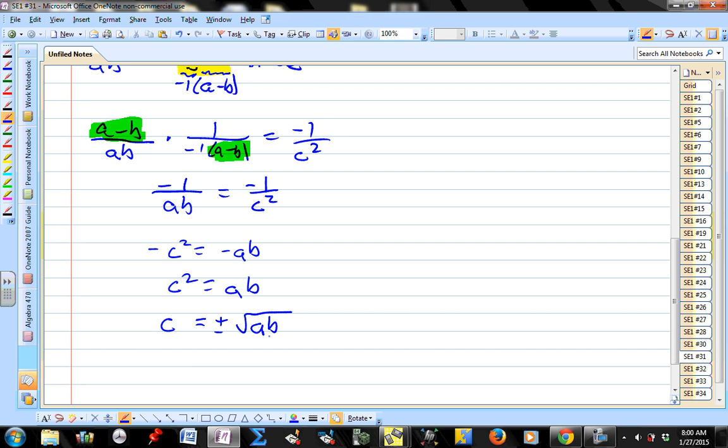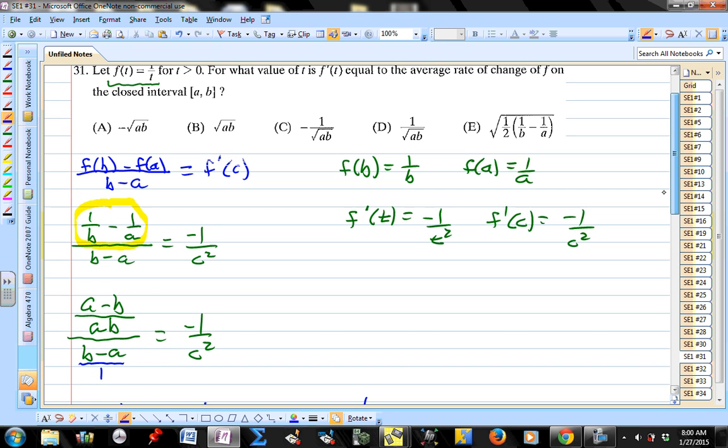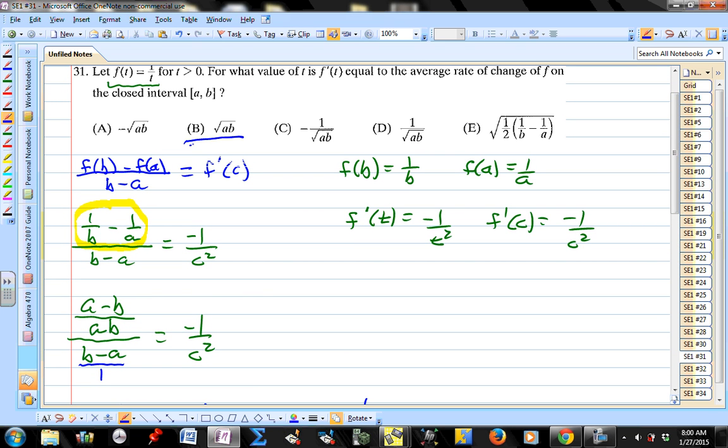Now they told us that we're dealing with only positive values, so we can conclude that c equals the square root of ab. Now let's go back and see which one of the answers listed matches our answer. Way up here, it looks like answer B is the one that matches our work.